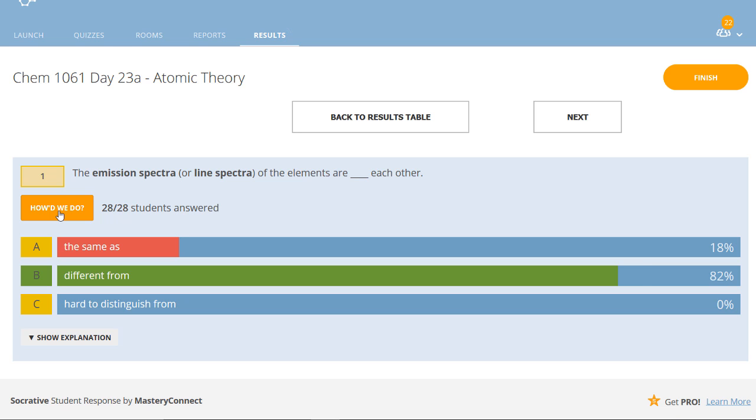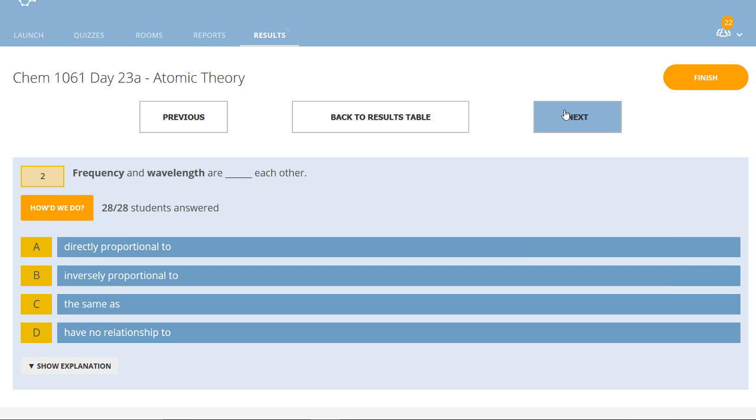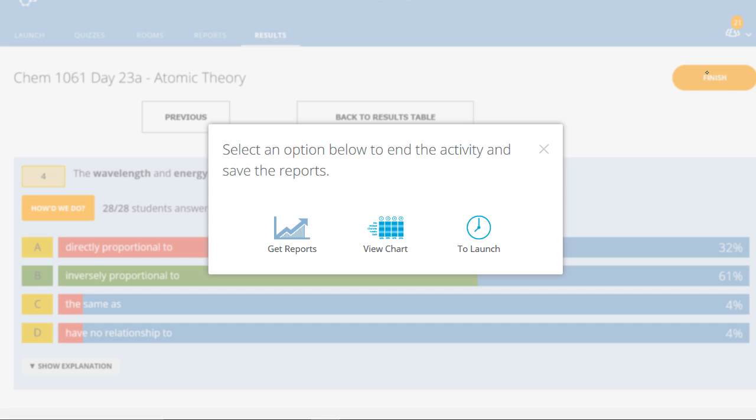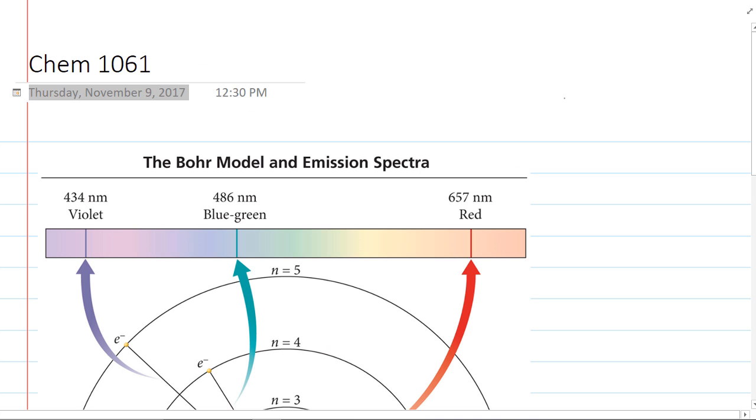And central to what we're going to be discussing next, these next few questions are also relevant today. The frequency and wavelength are inversely proportional to each other. Next, frequency and energy: these are directly proportional to each other. And finally, the wavelength and energy: these are inversely proportional to each other.